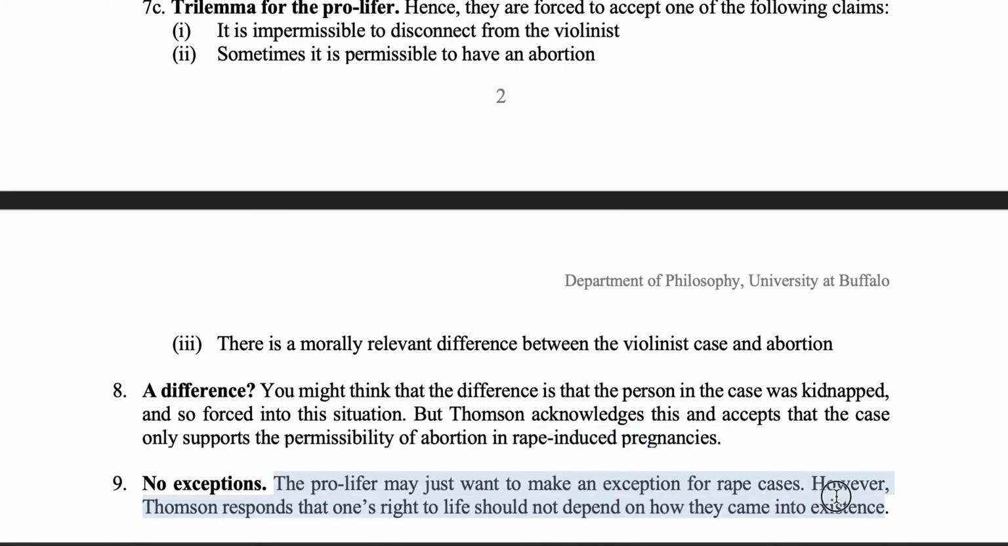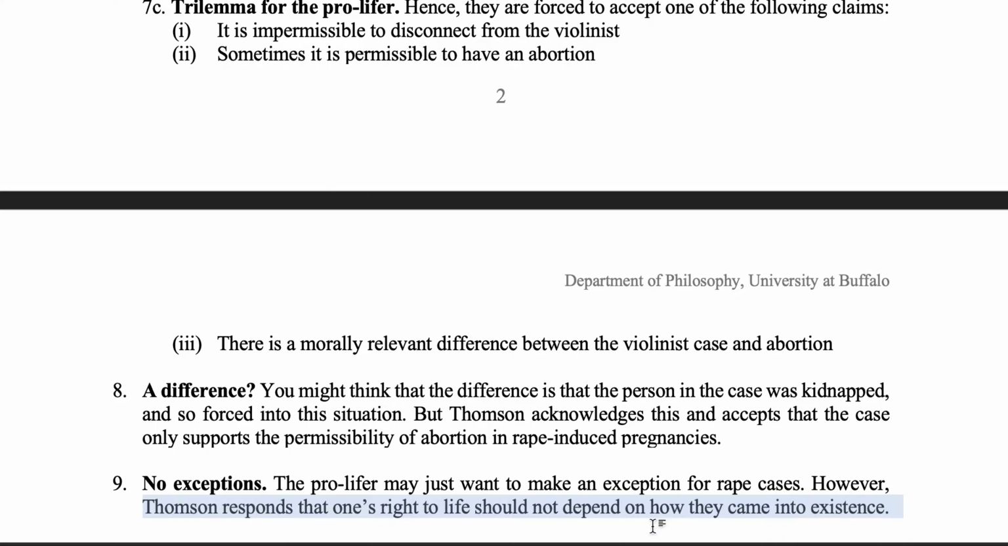But the pro-lifer might just say, well, fine, you can be allowed to have an abortion in rape cases, but not in other cases. Not if you voluntarily had sex or whatever and got pregnant, even if it was an accident. If you weren't forced against your will to be in this situation where your body is responsible for keeping some other human alive, that's the only case where it's okay. But if it's not like that, then abortion's wrong.